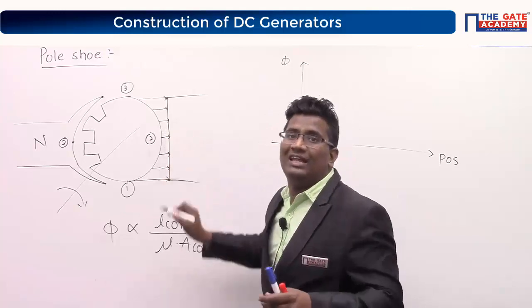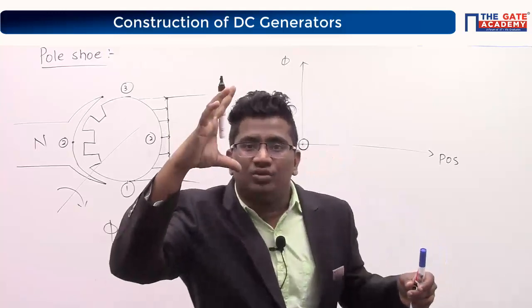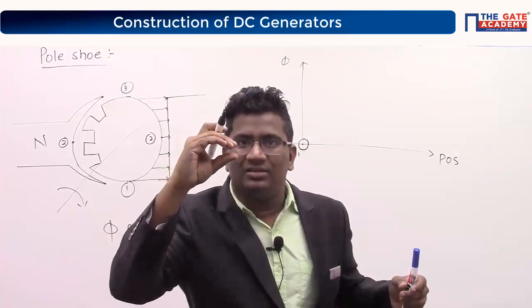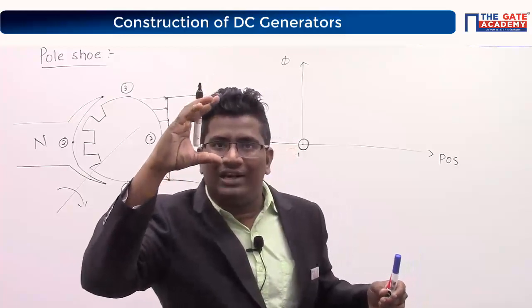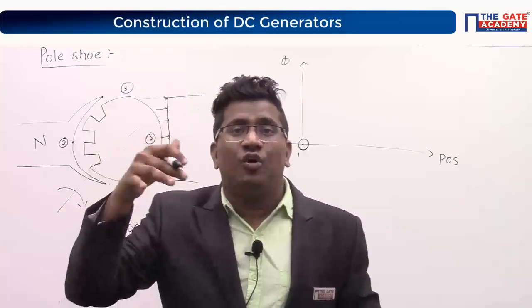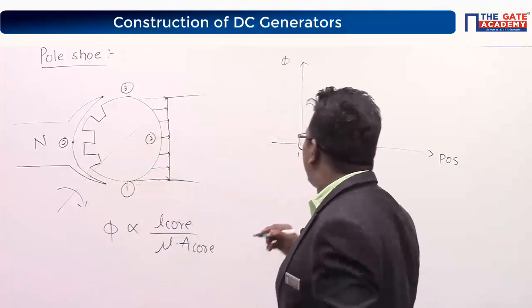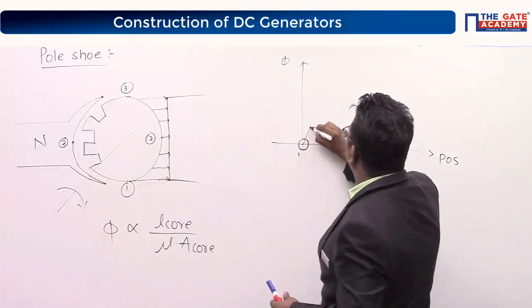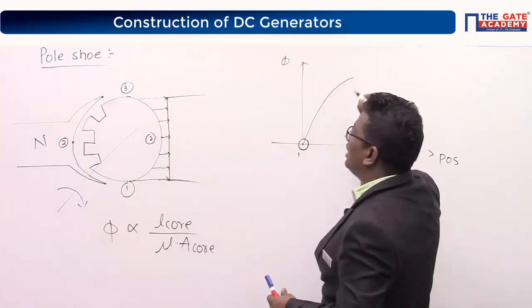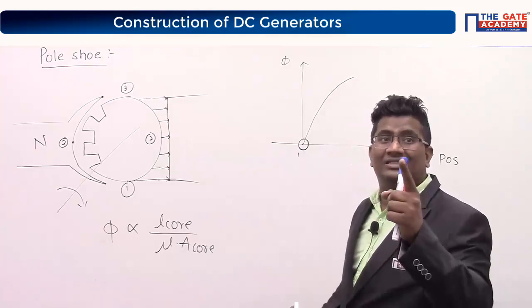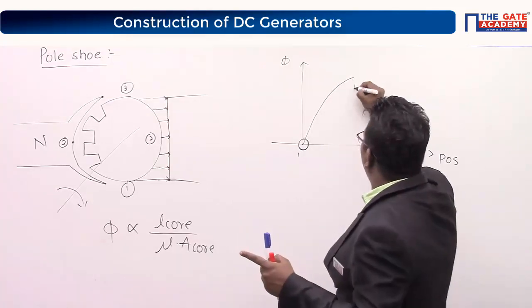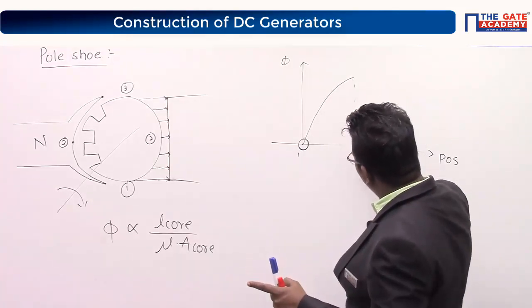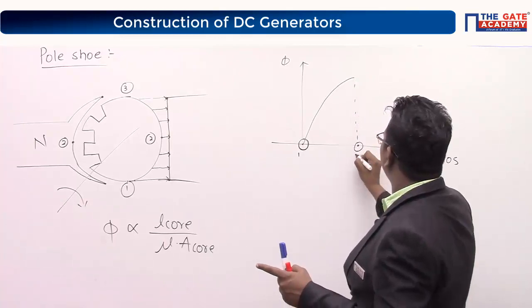From here to position 2, my air gap is now slowly decreasing, yes or not? If the air gap slowly decreases, can I say that flux will also slowly increase? This is my position 2.